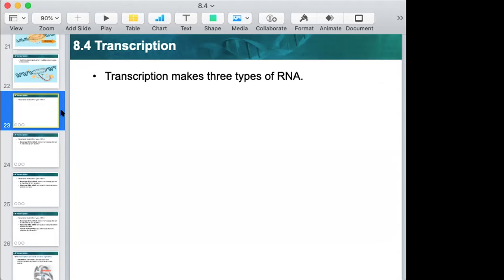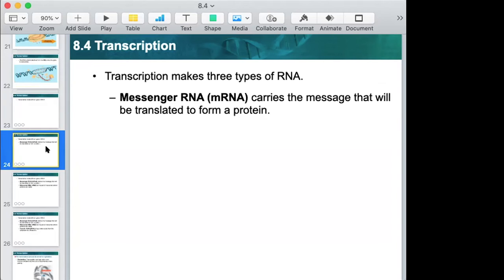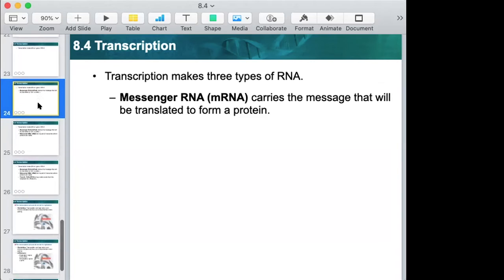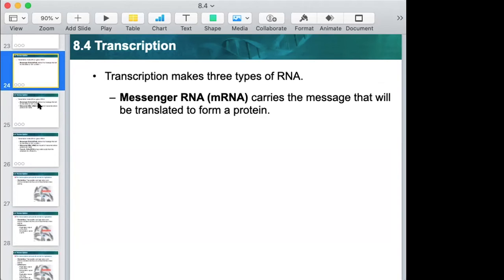There's three kinds of RNA that are made from transcription. The first kind is messenger RNA, also called mRNA. And that carries a message that will be translated to the form of protein. And so basically it comes from the gene and it gives a message to the ribosome to make the protein it calls for.